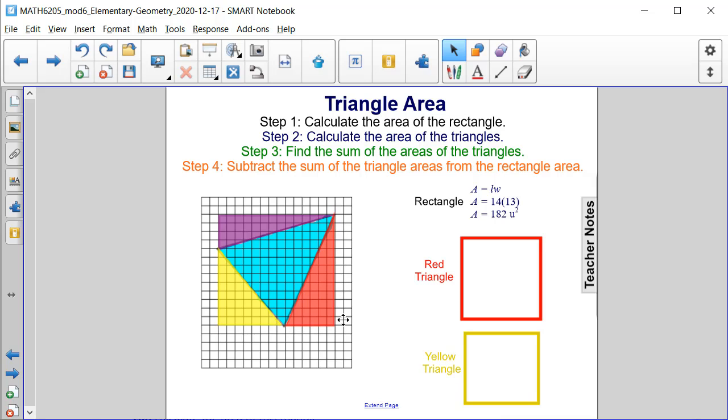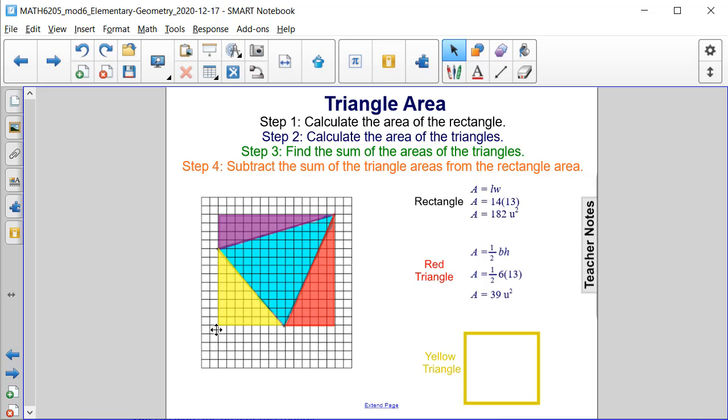Now let's look at the red rectangle. Well, we know the height of the rectangle is 13, and its base length is 1, 2, 3, 4, 5, 6. So we can do 1/2 times 6 times 13. Half of 6 is 3, and 3 times 13 is 39.